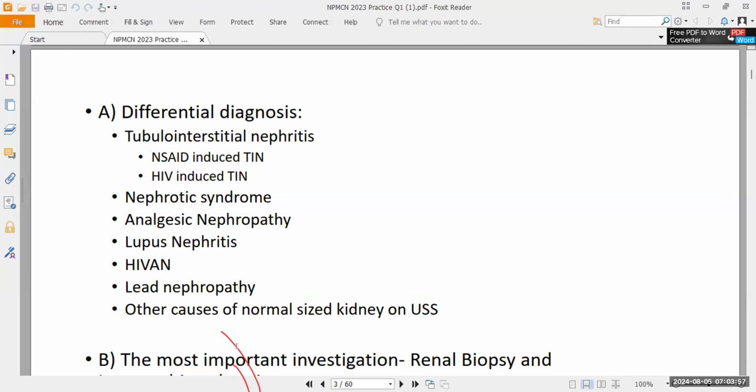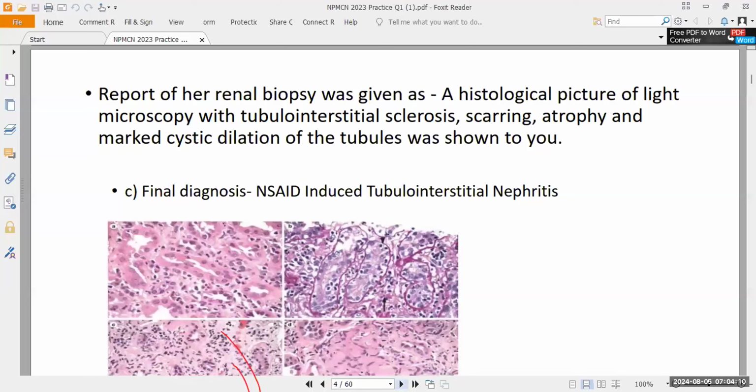So the next question, what's the most important investigation? The most important investigation is renal biopsy and histology to help me in confirming the diagnosis. Question C, report of her renal biopsy was given as a histological picture of light microscopy with tubulointerstitial sclerosis, scarring, atrophy, and marked cystic dilatation of the tubules was shown to you. So what's your final diagnosis?